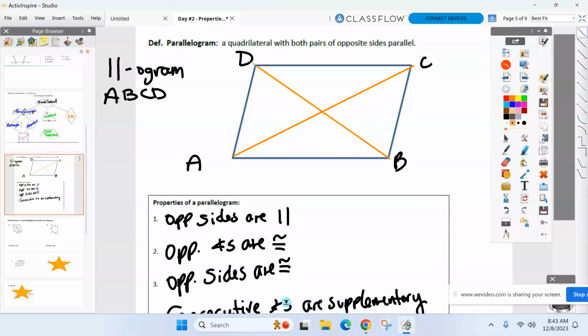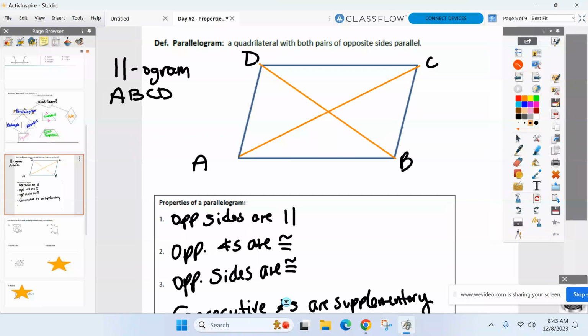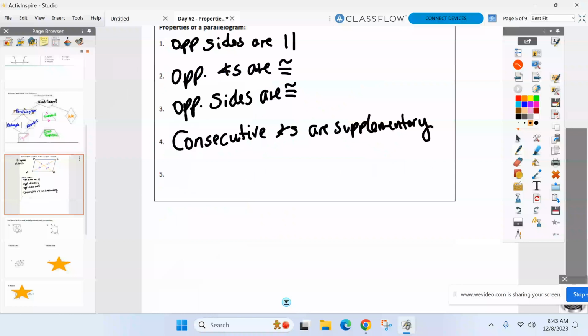All right, here's what I'm going to mark on it, and you tell me the 5th property. What do the diagonals do? Bisect each other, right? Because they're cutting each other into 2 congruent parts. So your 5th and final property: when the diagonals are drawn in, the diagonals bisect each other. But you have to have diagonals for this to happen.